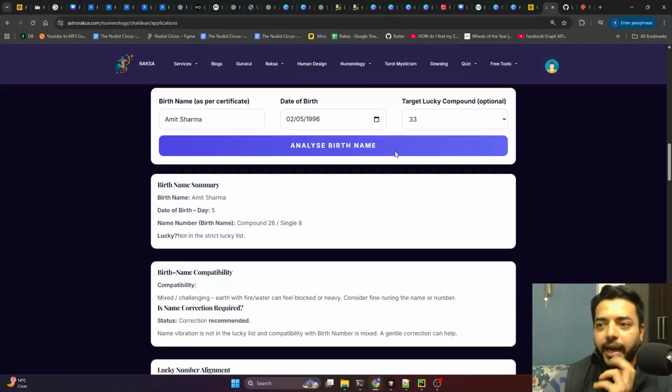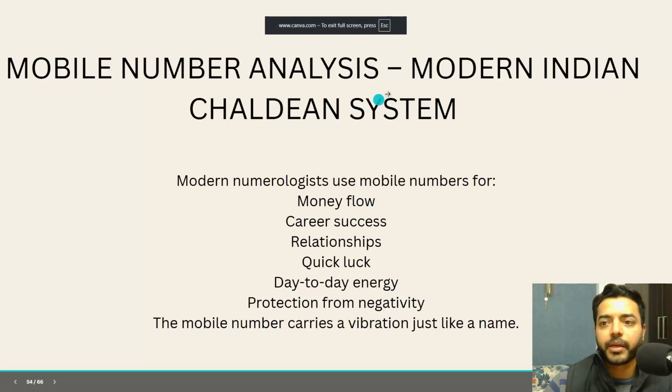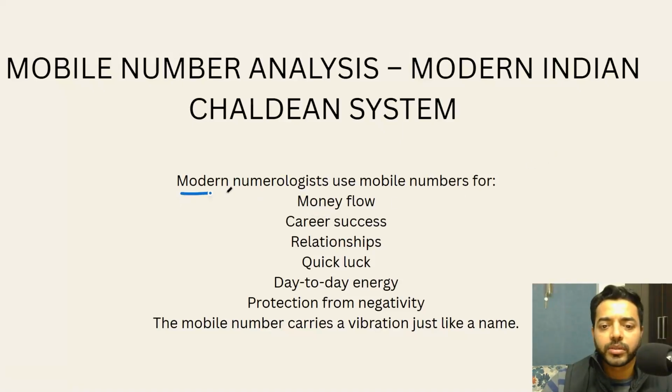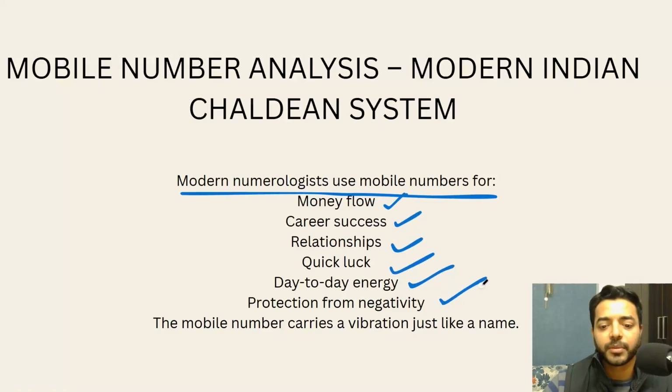Right? So that now when we go to this one, let's say mobile number analysis, it's the same exact thing. Because mobile numbers are digits, you can add up all the digits, come up with one single digit, right? How does it help? Mobile is used for business. Mobile is used for making money. So money flow, career success, relationships, quick luck, day-to-day energy, protection from negativity. Basically, when you're talking to someone, how do they feel talking to you? Will the money come in or will the money not come in, right? So that is mobile number analysis.